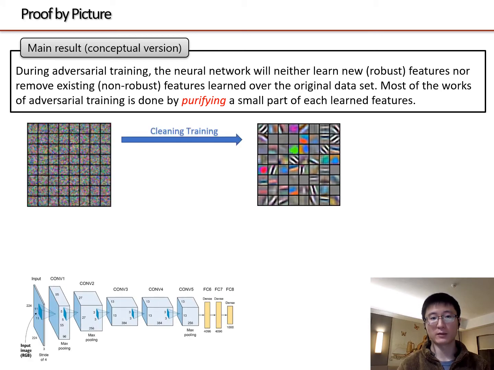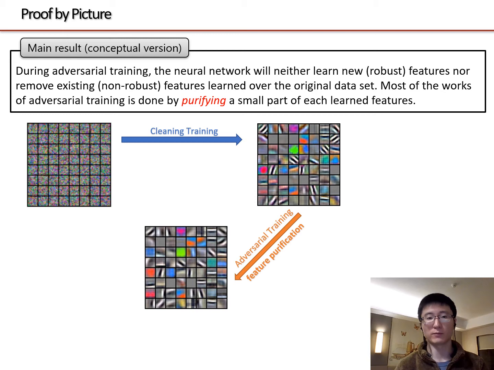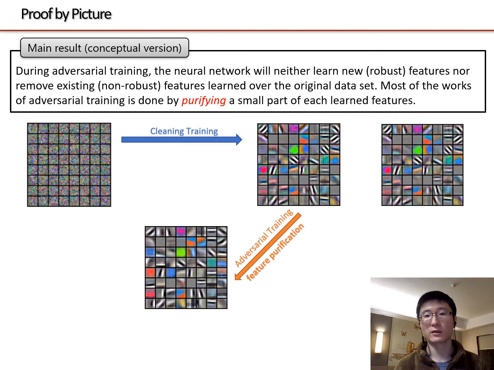If you take, say, the first layer of a convolutional neural network, and if you do clean training, as we recall, you learn edge color features. But now if we start from a model that is clean trained, and we continue from there to do adversarial training, I claim that the features on this first layer are not going to change by a lot. You see that there's no new feature, and also the features are not really removed. So what happened to the features is that they get purified.